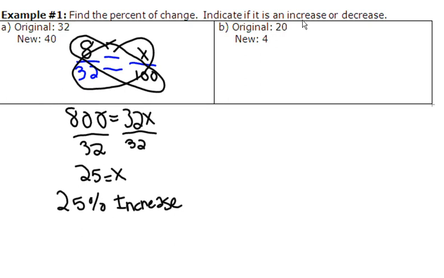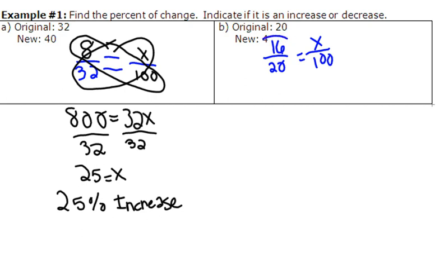So let's look at B. In B, our original is 20, so I put 20 in the denominator of my one ratio. My new amount is 4. Well, the change from 20 to 4 goes down 16. We're not going to use a negative sign here because percentages aren't negative. We would just indicate that it's a decrease in the answer. So I'm trying to find a percent, so I have x over 100.